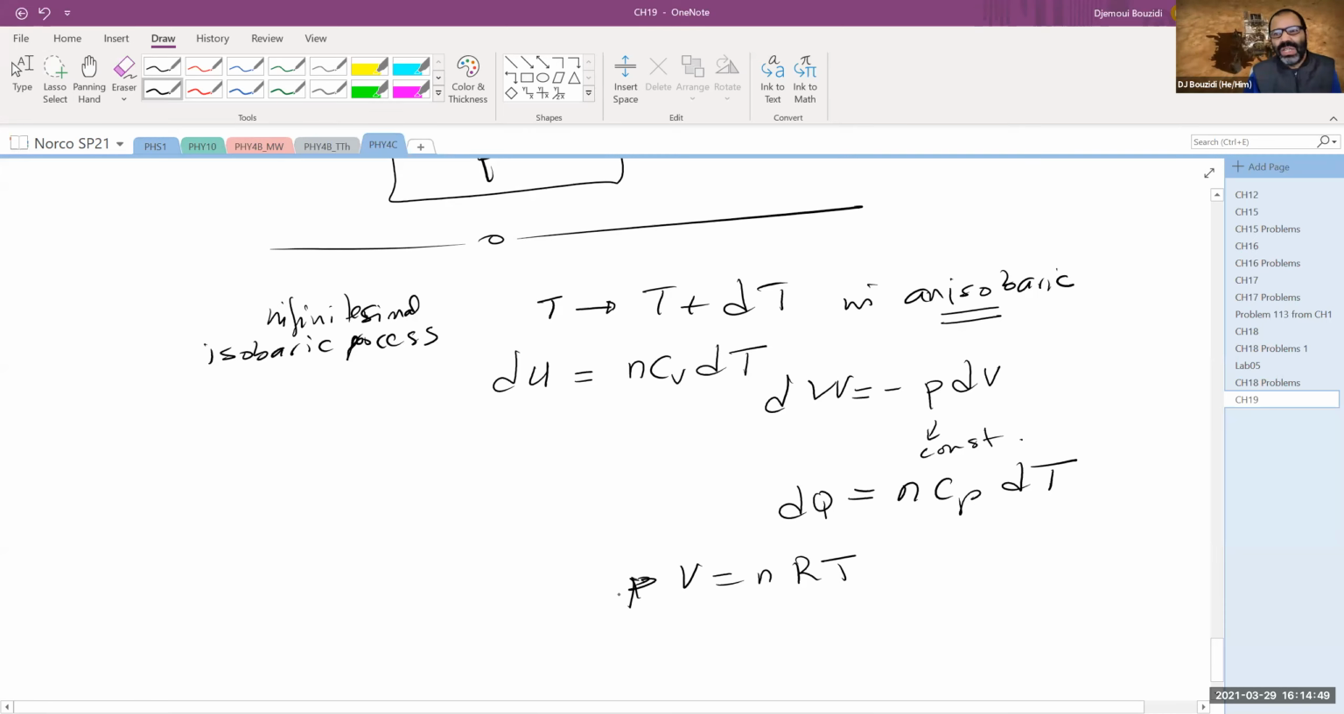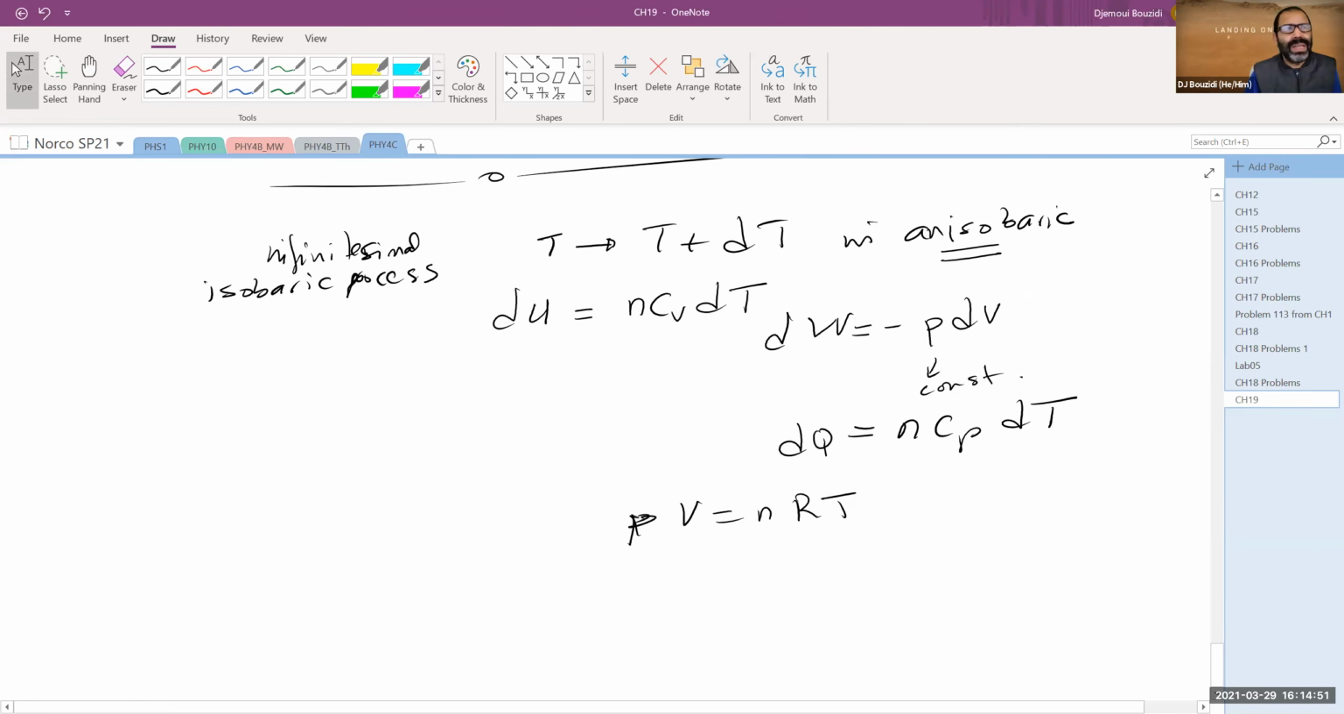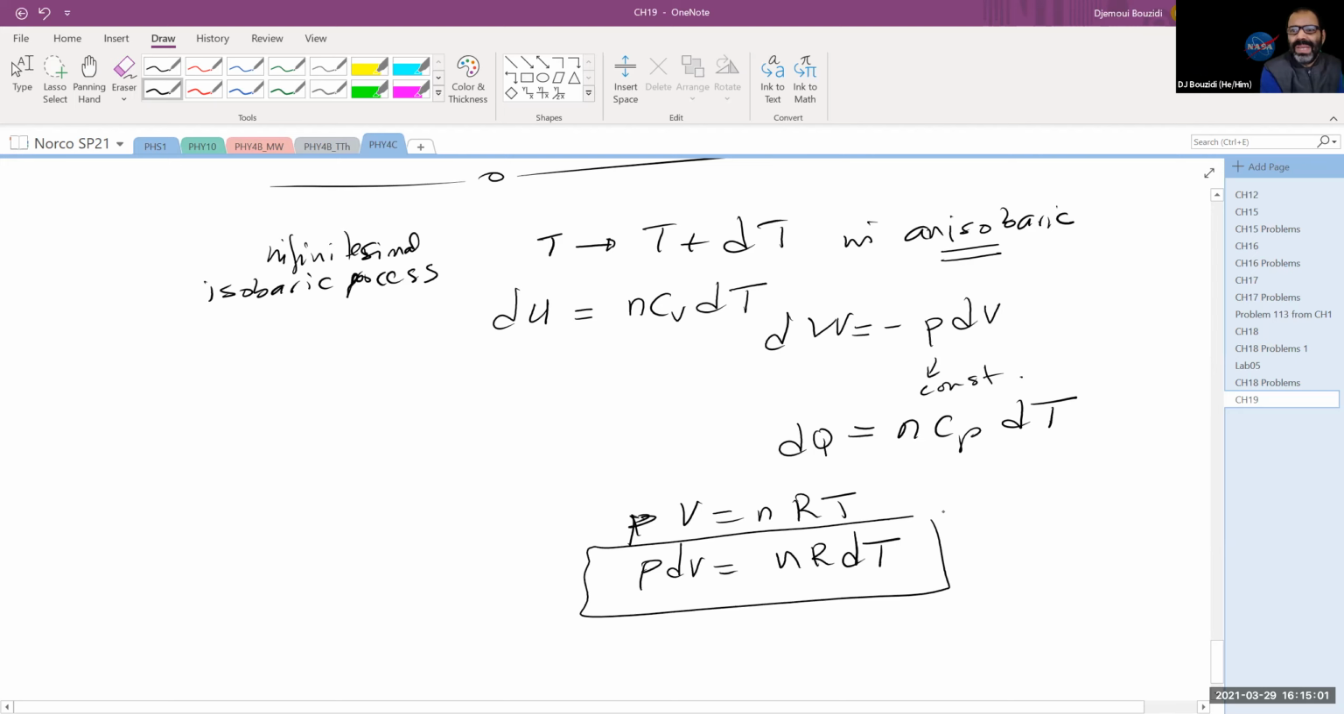Because P doesn't change, I can take a different form in here during this process, where P times dV is equal to nR dT. Why? Because P doesn't change in this process. So P times dV, P is constant. So the only thing that can change in going from the temperature T to T plus dT is the volume, and the volume will change by an amount dV. So if the temperature is going up by an amount dT, the volume also has to go up with it because the pressure is constant. So this is the ideal gas law. This is true all the time.